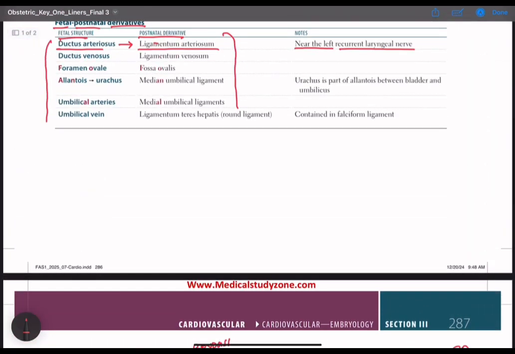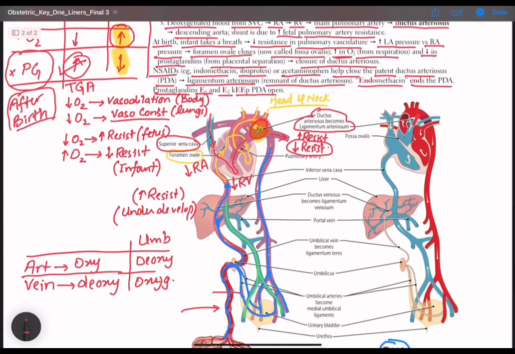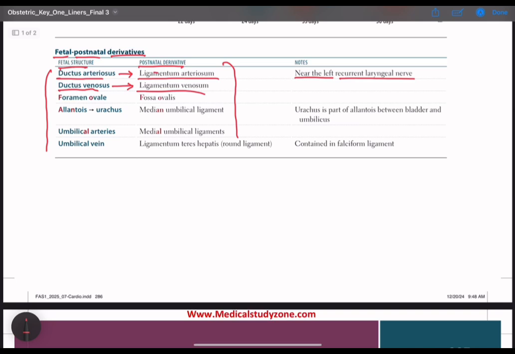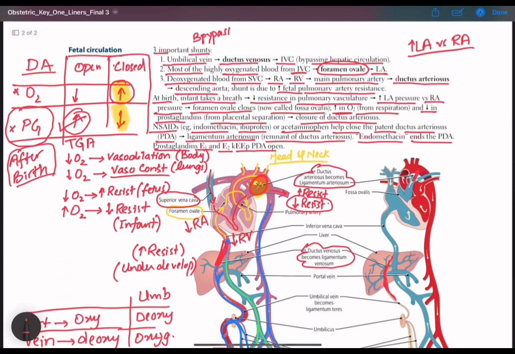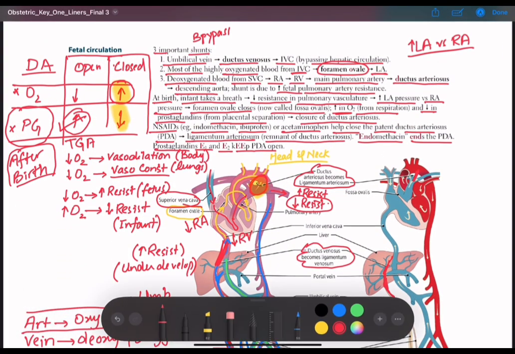Then we have ductus venosus, it becomes ligamentum venosum. This is ductus venosus and it becomes ligamentum venosum. Then we have foramen ovale, which becomes fossa ovalis. F and O, and again we have F and O. This is foramen ovale, an opening over here, and it becomes fossa ovalis, which is fibrous band.